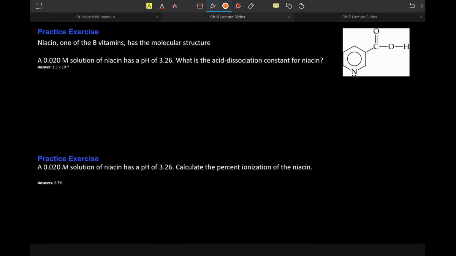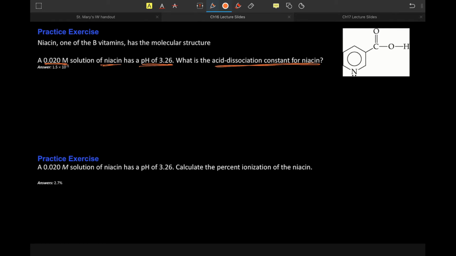But yeah. All right, next up, let's do a tiny bit of math, employing all the things that we know. So niacin, we have a 0.02 molar solution of niacin, and it has a pH of this, and we would like to figure out the acid dissociation constant.